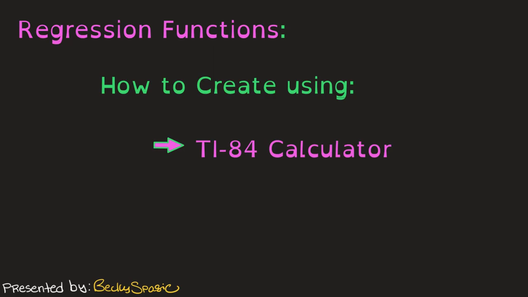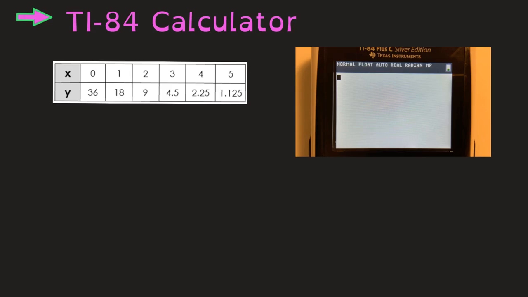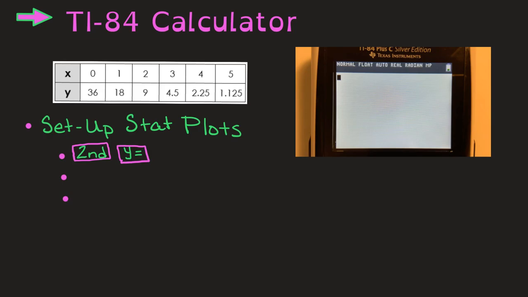Today we're going to use the TI84 calculator to find the exponential regression. One of the first tasks that you're going to want to do on the TI84 calculator is go set up your stat plots. This will allow you to see the data points after we enter them into the calculator.